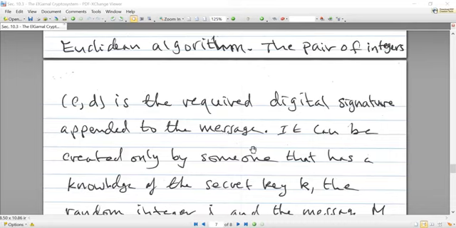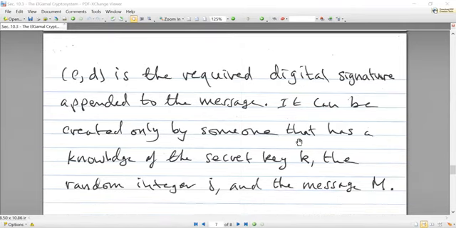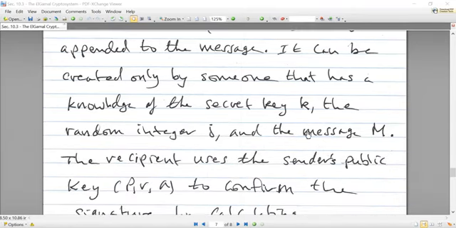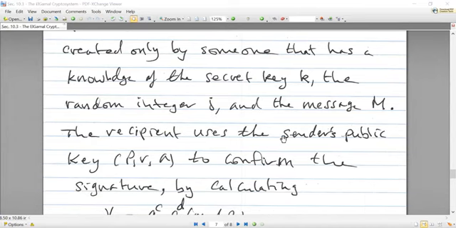So then it can be created only, as we're going to see, by someone who has knowledge of the secret K. Because the D in here is a solution that came by using the secret key K, and the random variable J, and part of course, of the message.